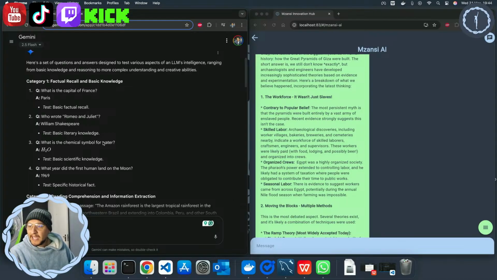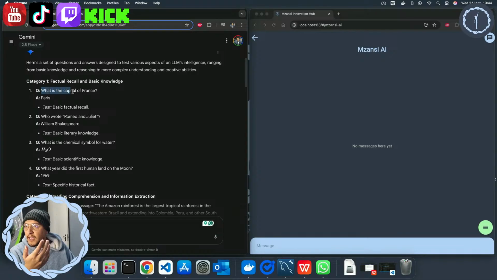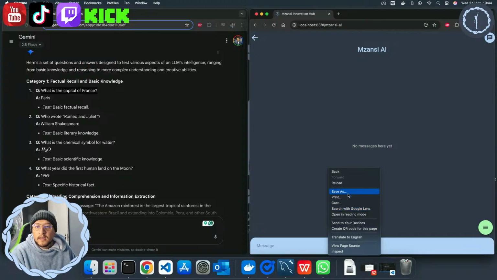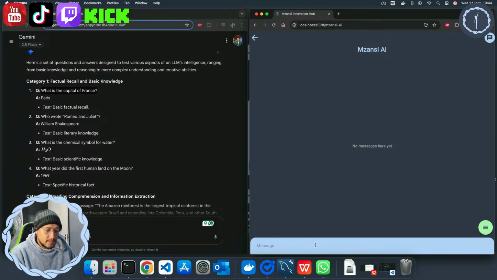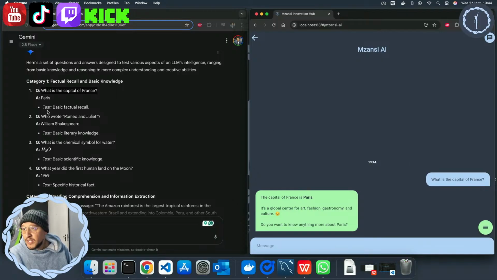So let's start off with category 1. It's a basic one, hopefully it doesn't fail. Don't laugh, guys, if it fails. So let's copy this over and paste. The first question that we're going to ask it to test the knowledge or the intelligence of the Mzansi AI is, what is the capital of France? The capital of France is Paris. The first question is correct.